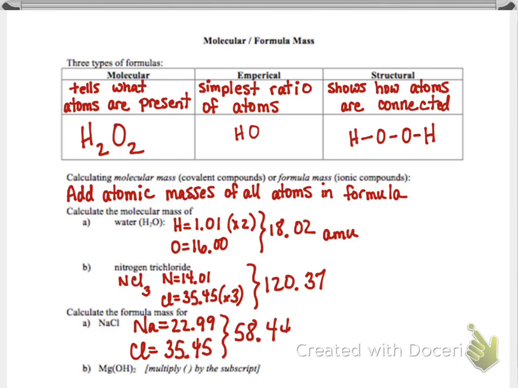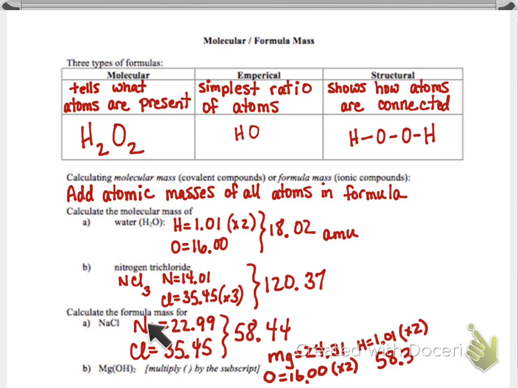Sodium chloride is ionic, so we call its mass the formula mass, and it's an empirical formula. So 1 sodium, 1 chloride, find their atomic masses, add them together, 58.44.